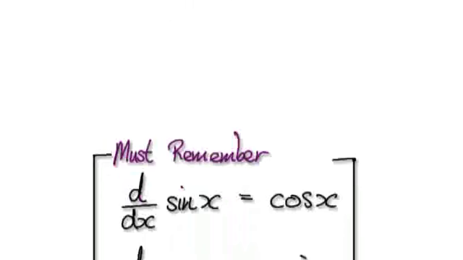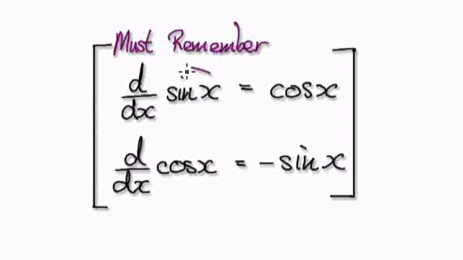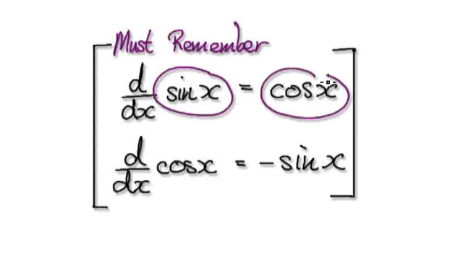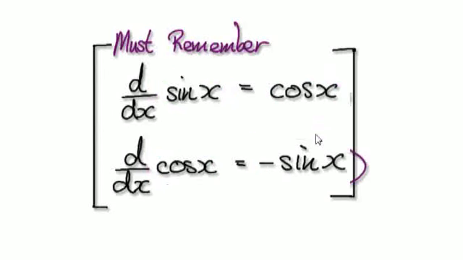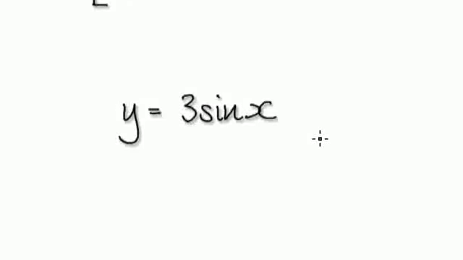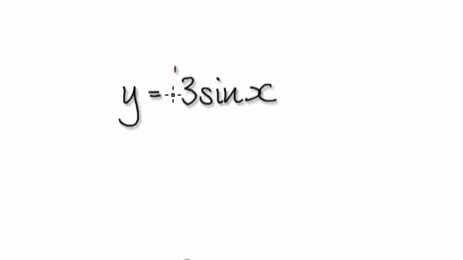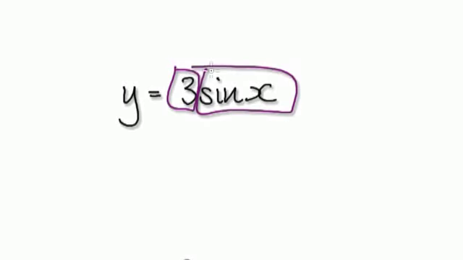In two of the earlier videos, we've seen that when you try to differentiate sine of x, you will get cos of x. And when you try to differentiate cos of x, you will get minus sine of x. Now, what happens when you're given y equals a constant times sine of x? How would you find dy by dx in this case?